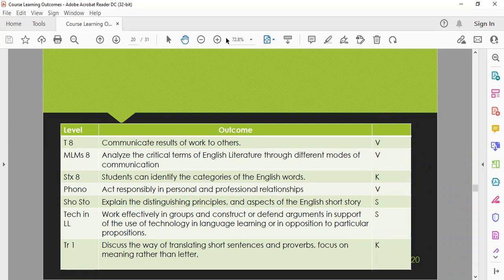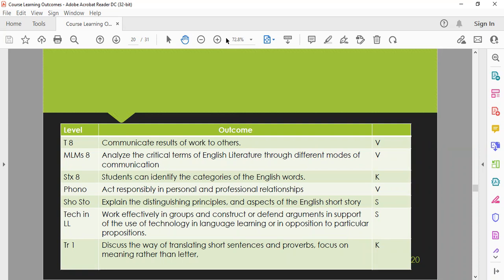Jazakallah khair. Next one. It is a phonology course. Act responsibly in personal and professional relationships. And this is a value. Okay. Yes, this is fine, I think, but we may need to relate this statement to the course somehow so that the reader finds it meaningful in this context.